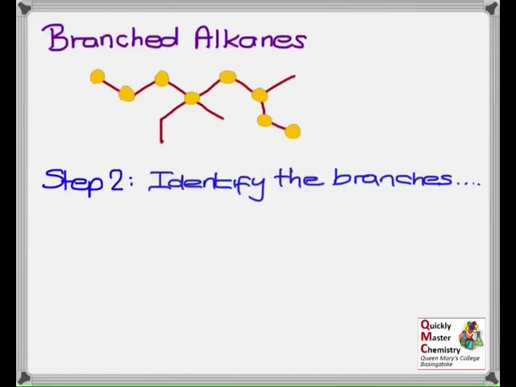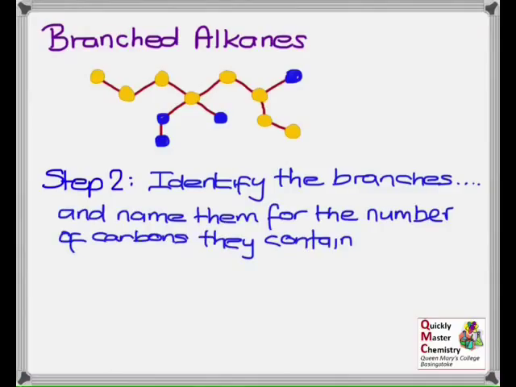Step 2 in naming a branched alkane is to identify the branches that stick off the main chain. So in this case, I've highlighted them in blue there. It's important to note that the branch is not considered to include the carbon that is in the main chain. So it's only the carbons highlighted in blue that are considered to be part of the branches off this octane chain. Now once we've identified them, we can name them for the number of carbons they contain.